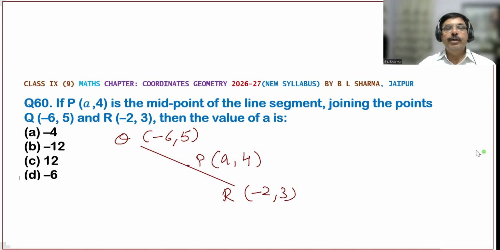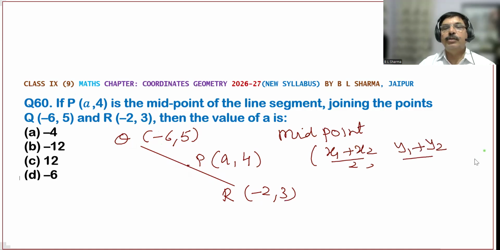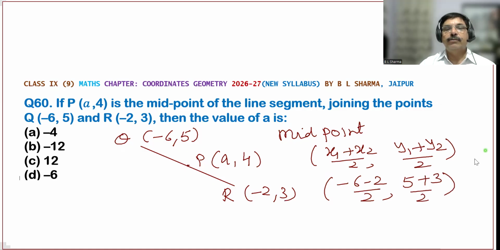Okay, now we have to use the midpoint formula. Midpoint is given by x1 plus x2 divided by 2, that will be the x coordinate of the midpoint, and y1 plus y2 by 2, that will be the y coordinate of the midpoint. x1 is -6, x2 is -2 divided by 2, and y1 is 5, y2 is 3 divided by 2. On further simplification, -6 - 2 upon 2 is -8 by 2, that is -4, and that is 4.